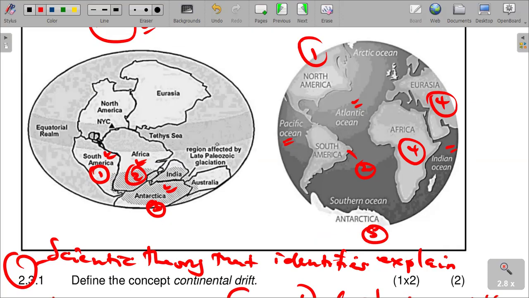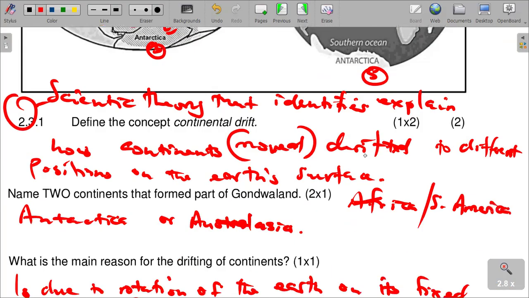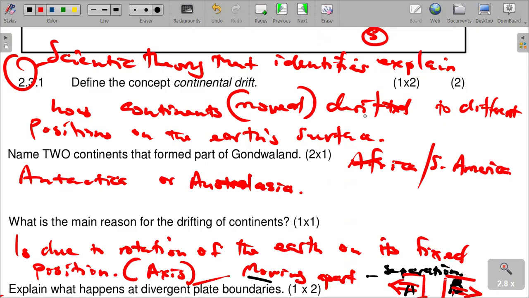So as you can see, the continental drift is a scientific theory that explains how continents moved or drifted apart from each other to different positions on the Earth's surface, as we know them now. The next question is: name two continents that formed Gondwanaland. Gondwanaland was formed of South America and also Africa. We also have Antarctica and Laurasia.